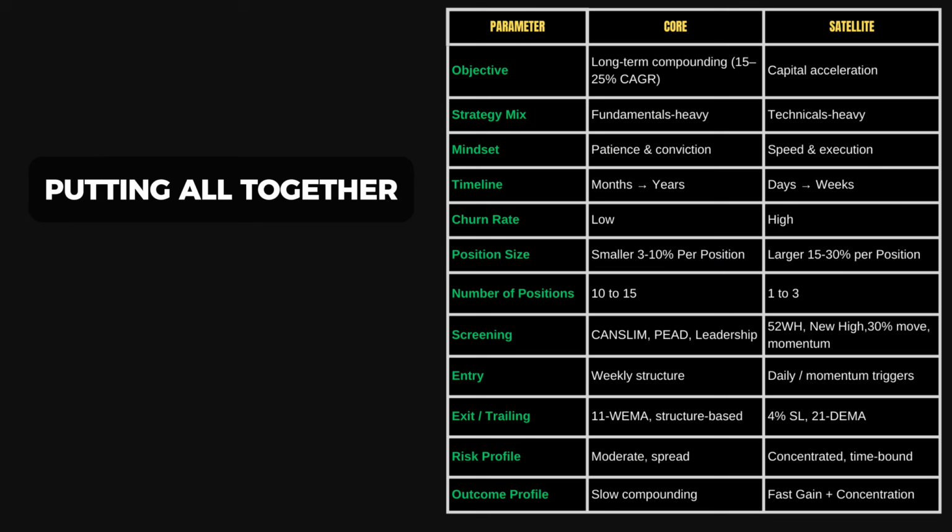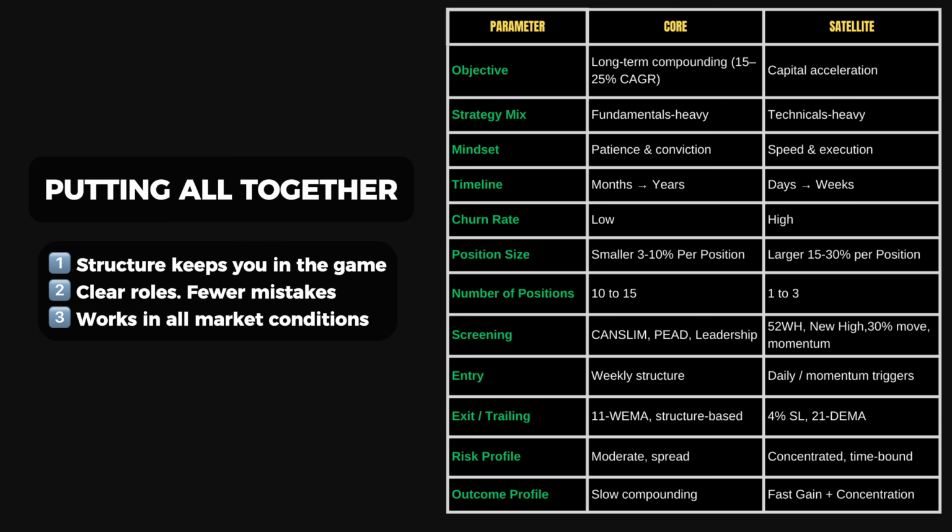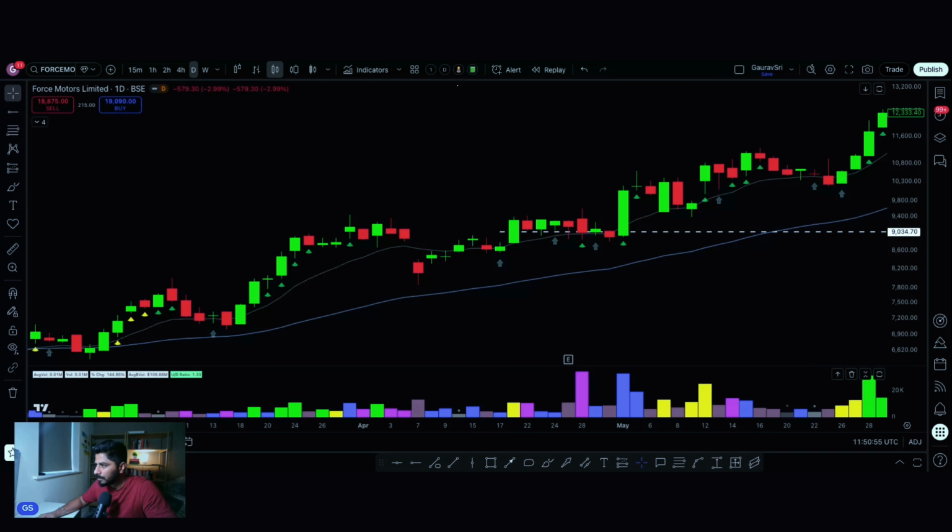Just to summarize, this is what my core and satellite looks like. This portfolio structure is not about being aggressive all the time. It's knowing when you need to really push hard and when you need to sit back and protect your capital. Now, let me quickly explain with an example.